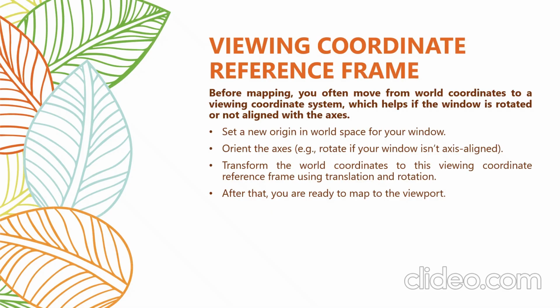After performing translation and rotation, all the objects are represented in the viewing coordinate system. Now, the mapping from window to viewport becomes much simpler because everything is properly aligned. And this intermediate coordinate system makes graphical transformations easier, more accurate, and computationally efficient. Now, let's move on to the next slide.